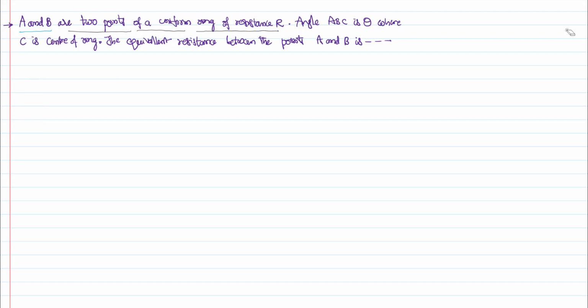It is given in the problem that there are 2 points A and B of a uniform ring whose resistance is R. So he is saying that there is a ring whose entire resistance is R, which is having 2 points A and B. Angle ABC is theta, where C is the center of the ring. So this is C. This angle is equal to theta. That's what is being given. What's the equivalent resistance between the points A and B?